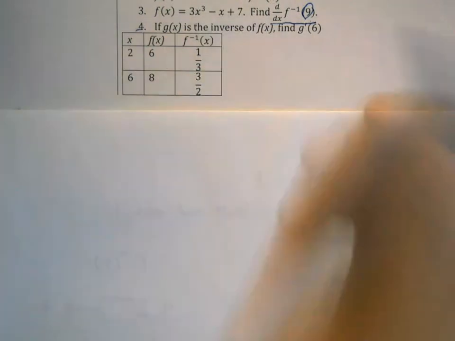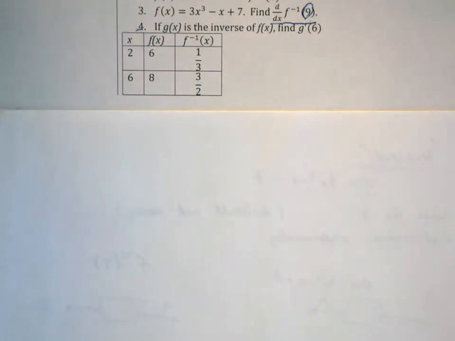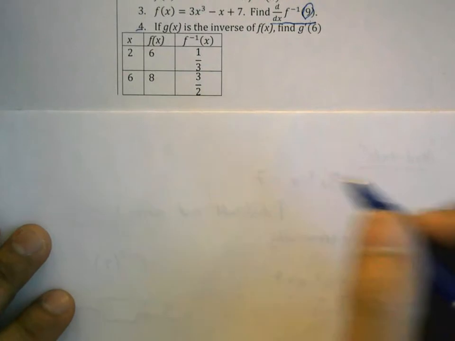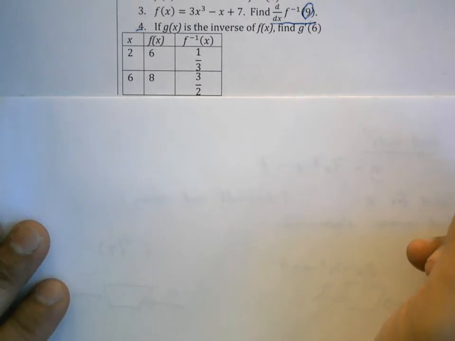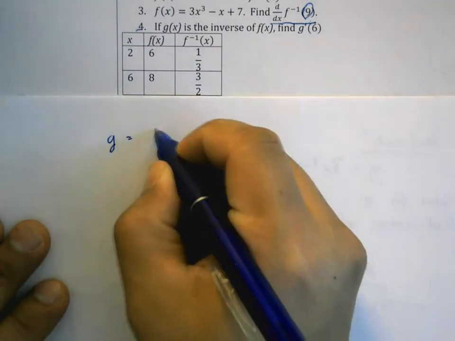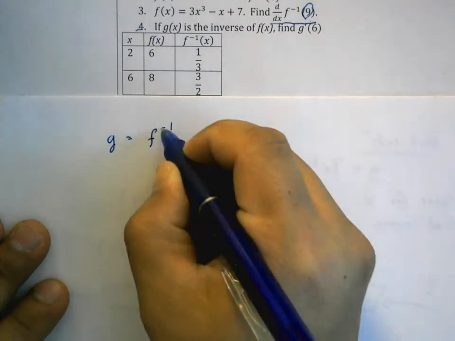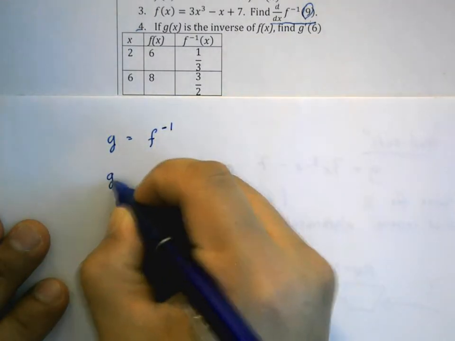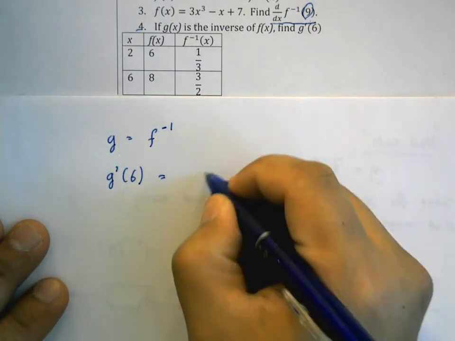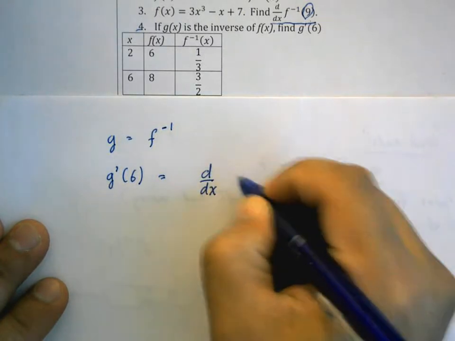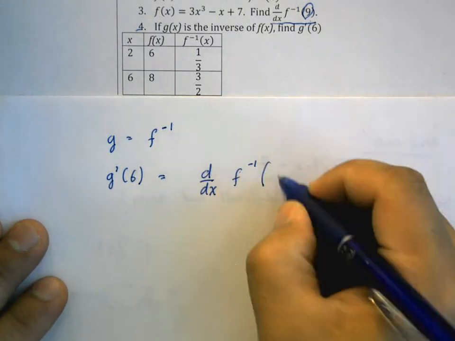So example 4 here: what we're dealing with is a table question, and the AP writers are very fond of these types because they test a conceptual understanding. You don't have a function that you can deal with. You don't have an equation or anything like that. You just have to think about what this means. Okay? So first here we know that G is equal to F inverse. So what we're asked to find here is G prime of 6, and that's another way of saying the derivative of the inverse of F at 6.